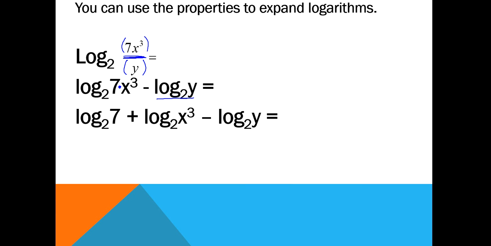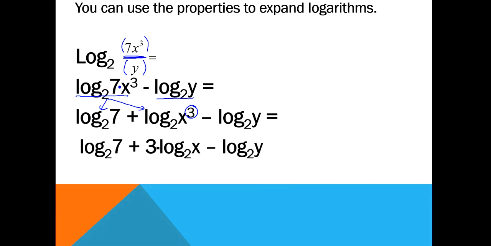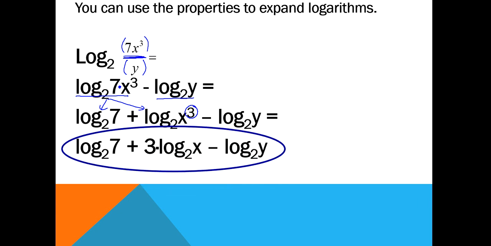So I split up this logarithm into that one and that one using the product property and separating them with addition. Now the last thing I can do is I have this x to the 3rd power, and I can use the power property to move that out in front and fully expand my logarithm into 3 separate logs with no powers on any of them. And that would be fully expanded that way. And that's my answer. Okay?